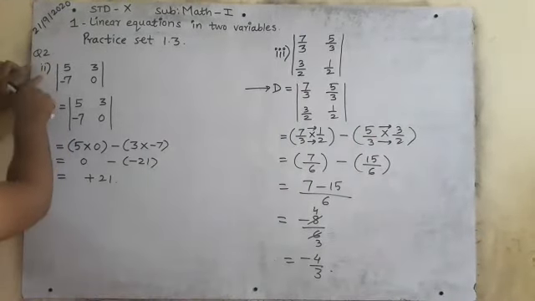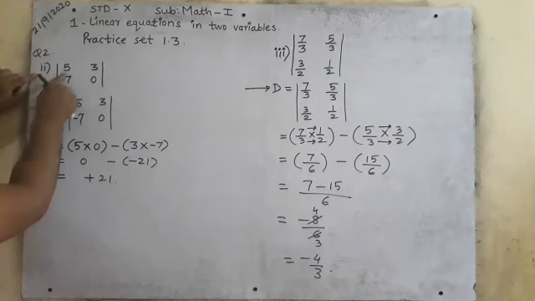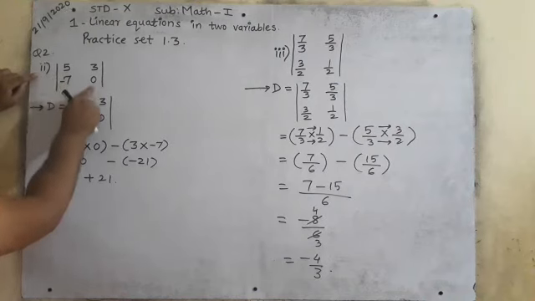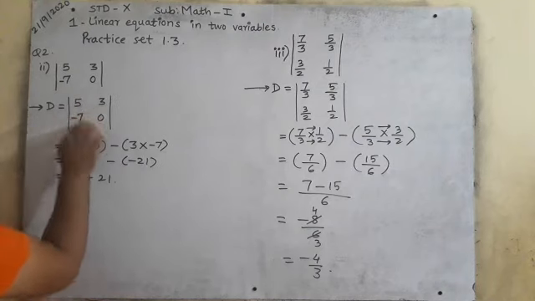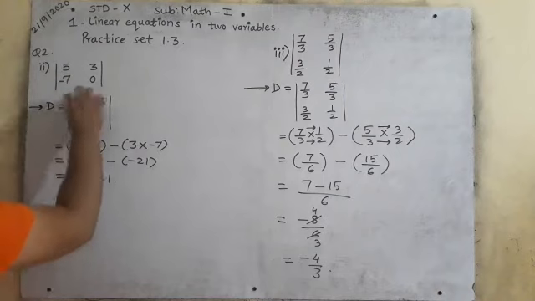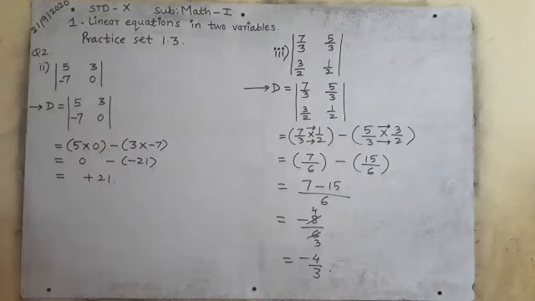See, question number 2, the second question: 5, 3, minus 7 and 0. This is the given determinant. We have to find the value of the given determinant. The determinant has 4 values A, B, C, D. Yes, 2 rows and 2 columns. Now we have to multiply this A to this D.